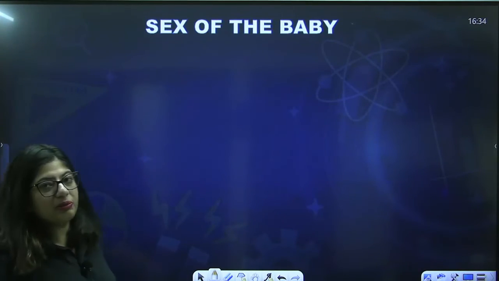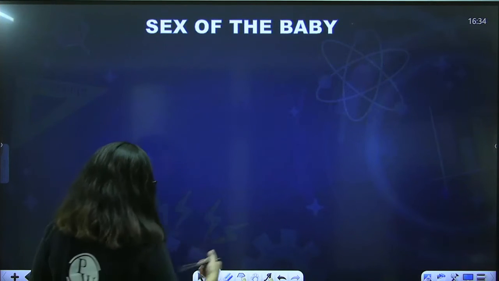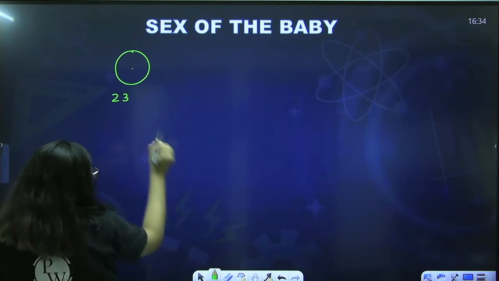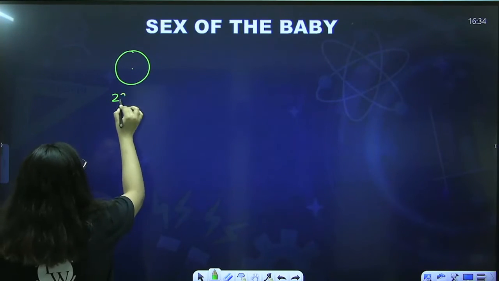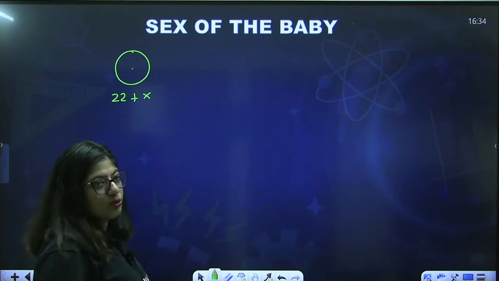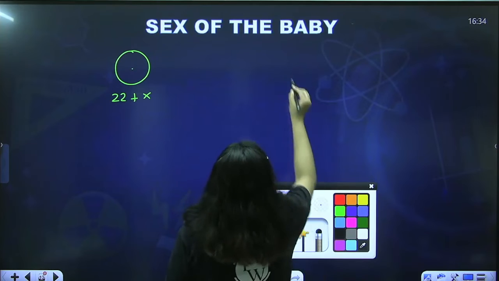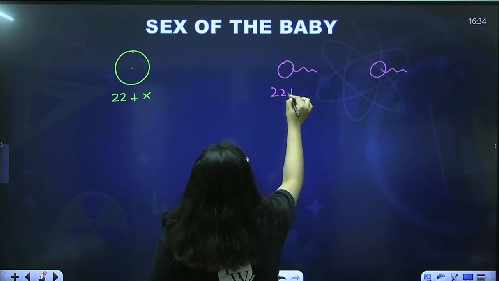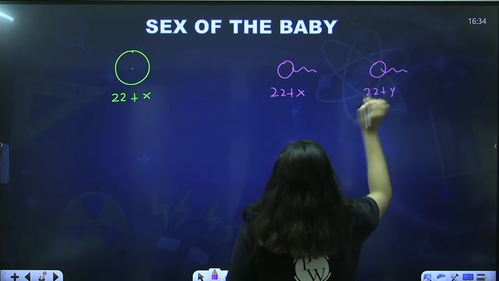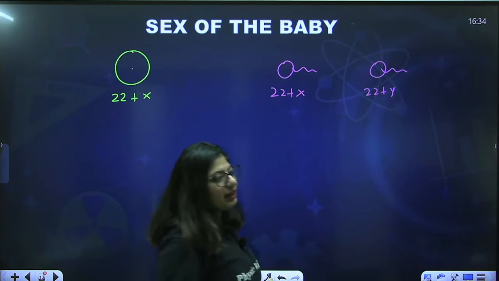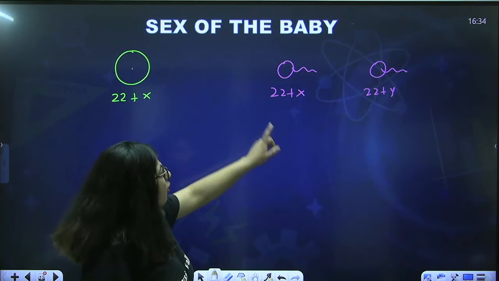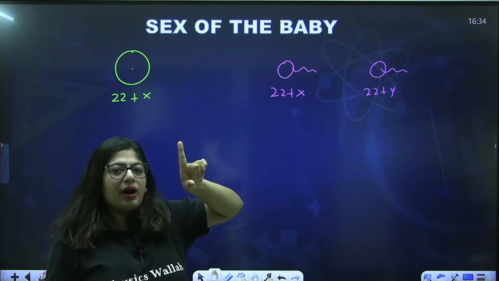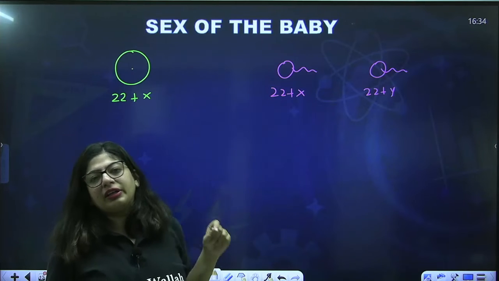Let's talk about the sex of the baby. As you all know, the ovum produced always has a total of 23 chromosomes, which is 22 plus X. X is the sex chromosome. And the sperm can be of two types. The sperm can be 22 plus X and it can be 22 plus Y, right? There are a number of sperms entering the fallopian tube. Some are of 22 plus X type, some are of 22 plus Y type, but the female produces only one egg and every time it contains the X chromosome.